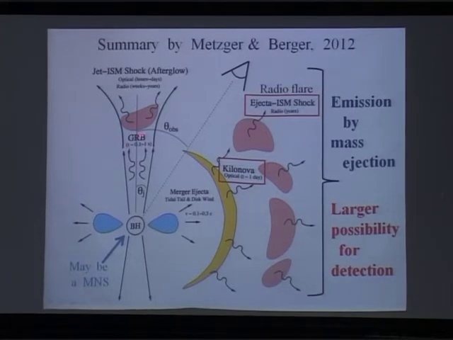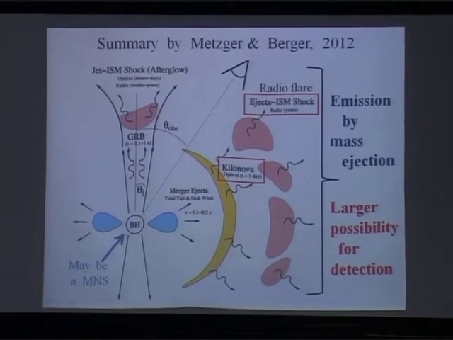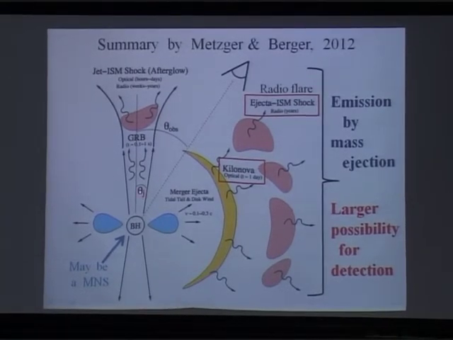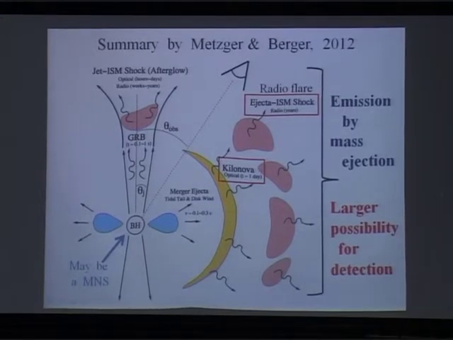But the problem is that it's not easy to detect a gamma ray burst, because the opening angle is very small. The typical opening angle is about 0.1 radian for this event. So this means that only from around here can this event be observed. So we need other electromagnetic counterparts.